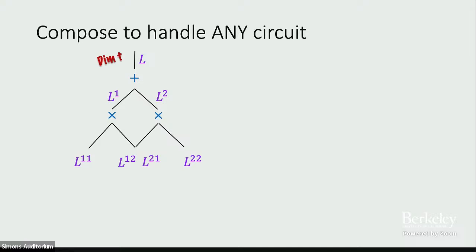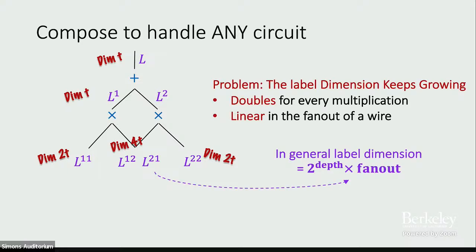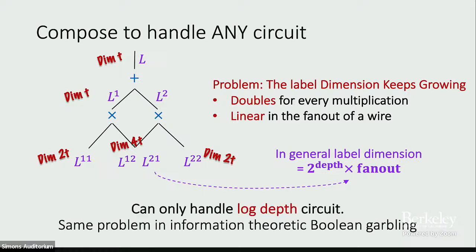So what happens? The problem with composition is that label length is going to explode. I started with a label of dimension t. After addition, I get labels of dimension t. But in order to get multiplication, I need labels of dimension 2t, right? And furthermore, for some of the wires which have multiple fan-out, I even get labels of dimension 4t. So in other words, the length of a label in general is going to be exponential in the depth of the computation multiplied with the fan-out of that wire. This is not good, and that's why it only handles log-depth circuits information theoretically.